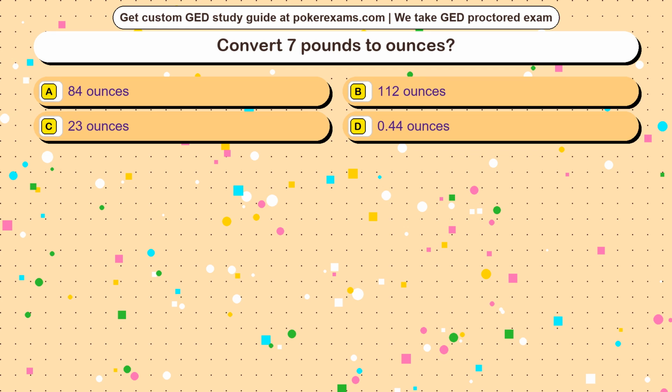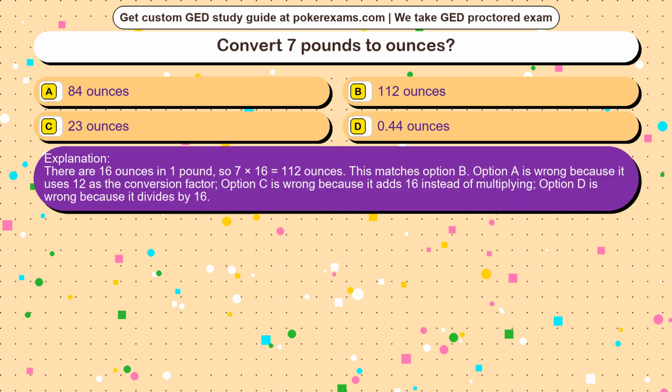The correct answer is option B. There are 16 ounces in 1 pound, so 7 times 16 equals 112 ounces. This matches option B. Option A is wrong because it uses 12 as the conversion factor. Option C is wrong because it adds 16 instead of multiplying. Option D is wrong because it divides by 16.